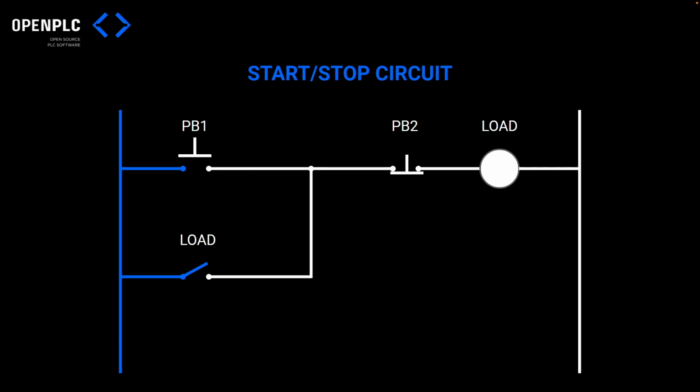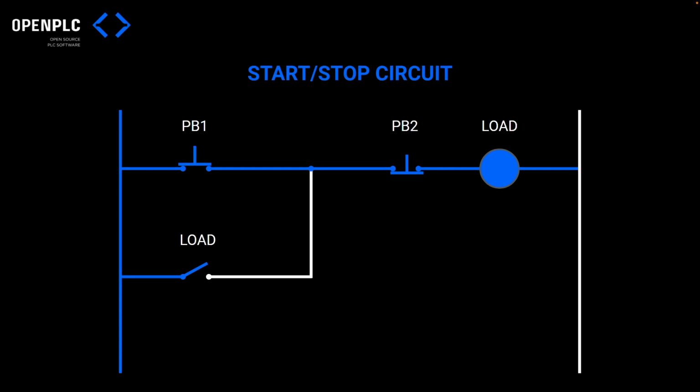But let's just check how that circuit works. So I have my two push buttons, PB1 and PB2, and my load attached to it. And you can see that the load itself is closing the circuit as well around PB1. So let's see how the circuit works. If I press PB1, what happens is that it's going to close the circuit between the left and right power rails, turning on my load.